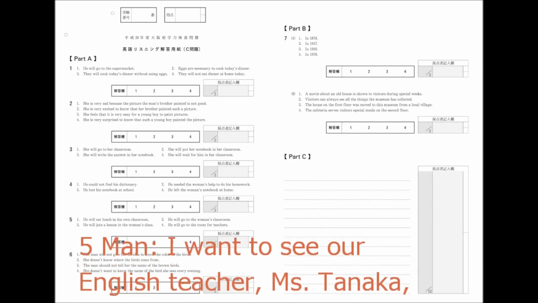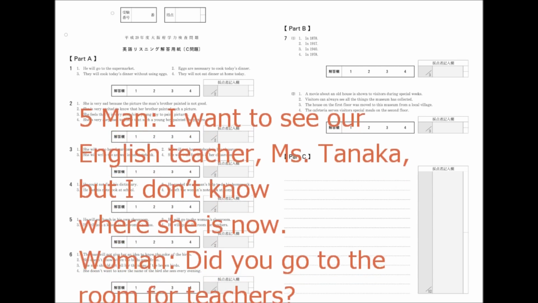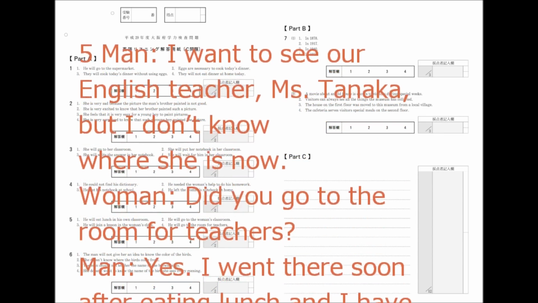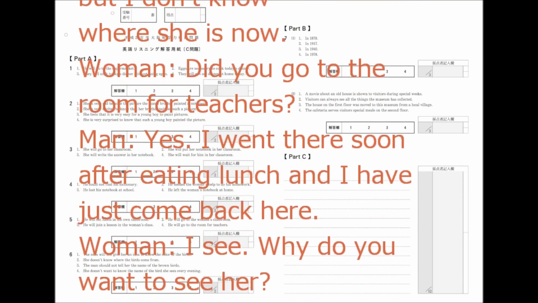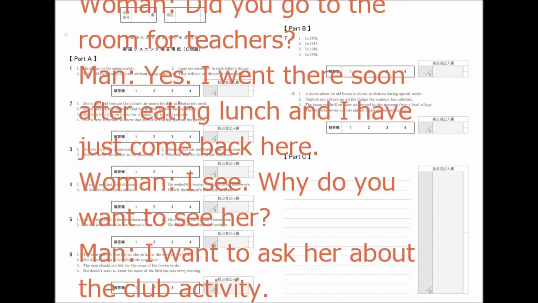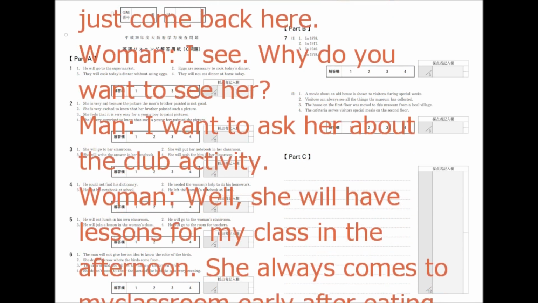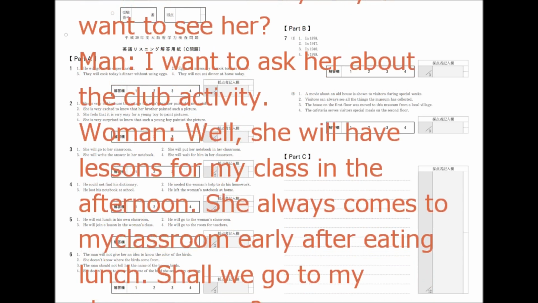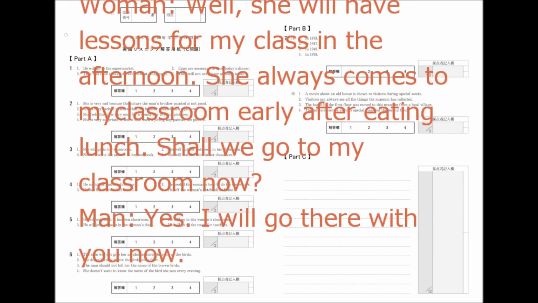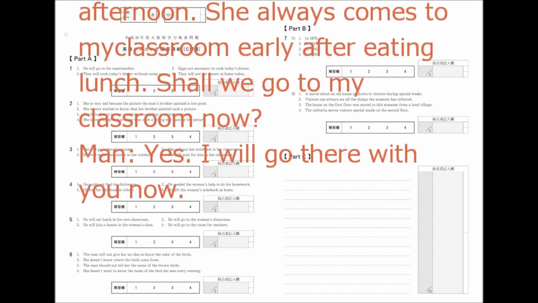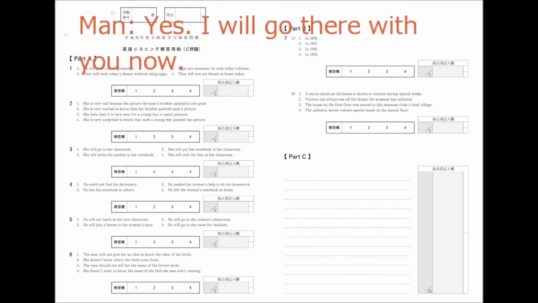Number 5. I want to see our English teacher, Ms. Tanaka, but I don't know where she is now. Did you go to the room for teachers? Yes. I went there soon after eating lunch, and I have just come back here. I see. Why do you want to see her? I want to ask her about the club activity. Well, she will have lessons for my class in the afternoon. She always comes to my classroom early after eating lunch. Shall we go to my classroom now? Yes, I will go there with you now.